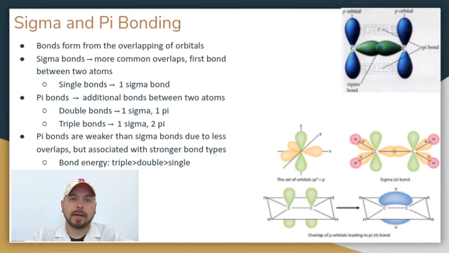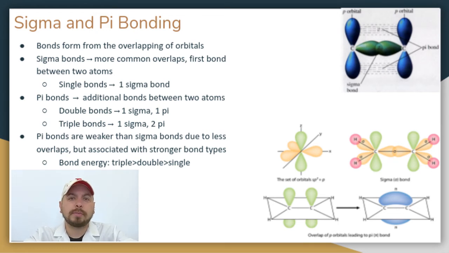Let's talk about sigma and pi bonding. Now, when a bond forms, orbitals are going to overlap. And we can determine whether something is a sigma bond or a pi bond based on the overlap between those orbitals. In general, sigma bonds are going to overlap more than pi bonds. And so for that reason, sigma bonds are actually stronger in theory than the pi bonds. But pi bonds are often associated with stronger bond types. And let's talk about that.